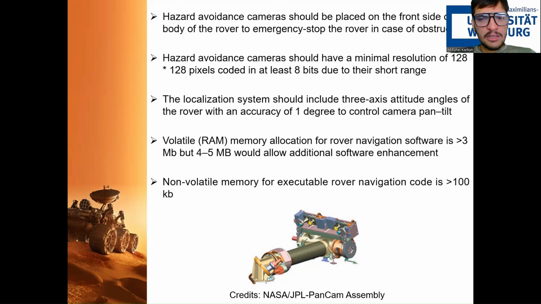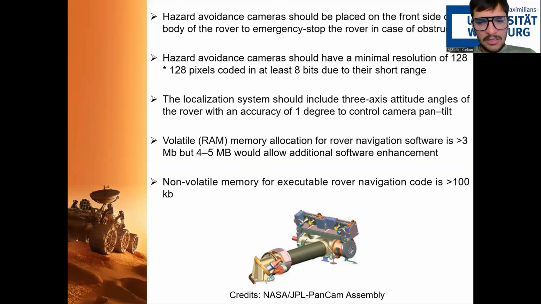The localization system should include 3-axis attitude angle of the rover with the accuracy of 1 degree to control camera pan and tilt. Volatile random access memory allocation for the rover navigation system is greater than 3 MB, but 4 to 5 MB would allow additional software enhancement. Non-volatile memory for executable rover navigation code is greater than 100 KB.